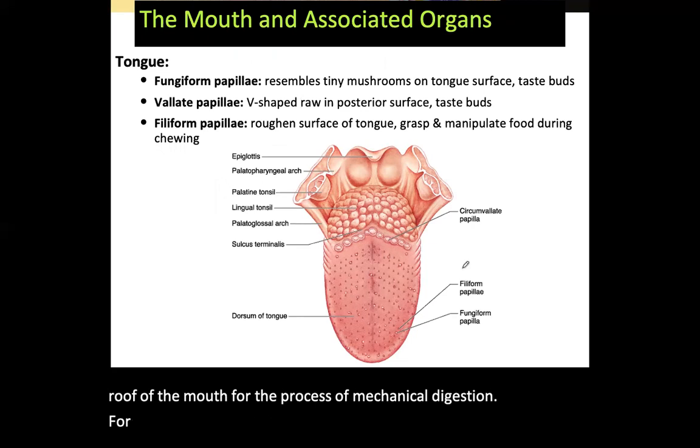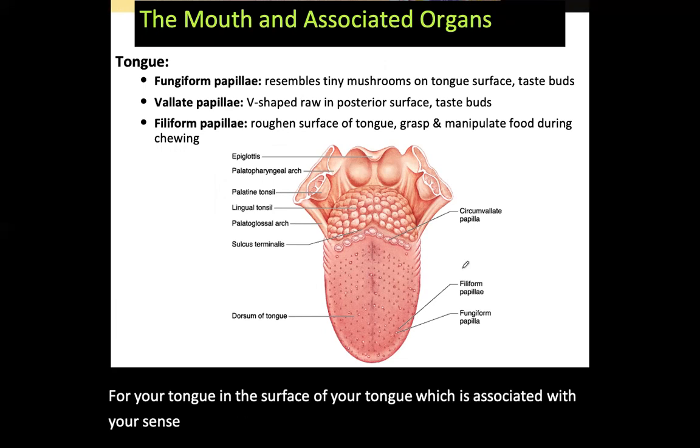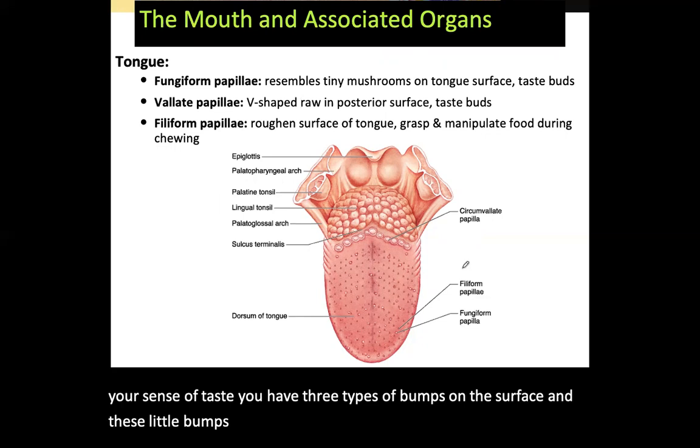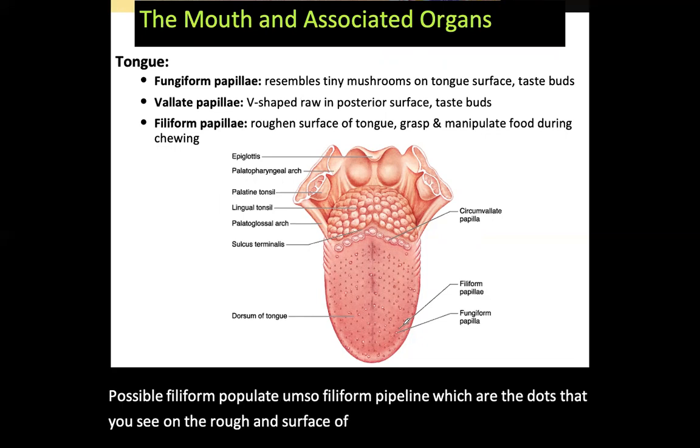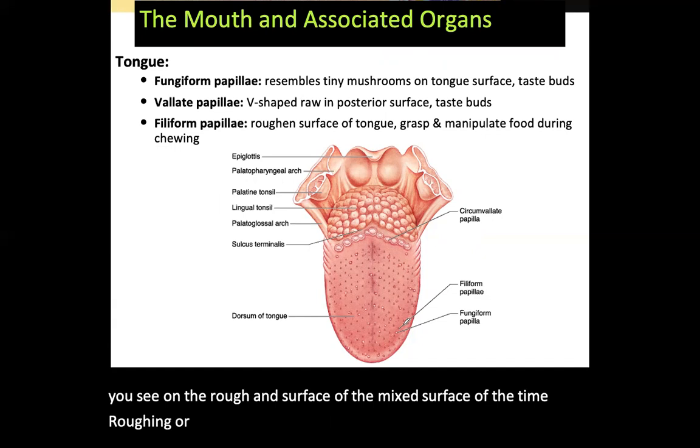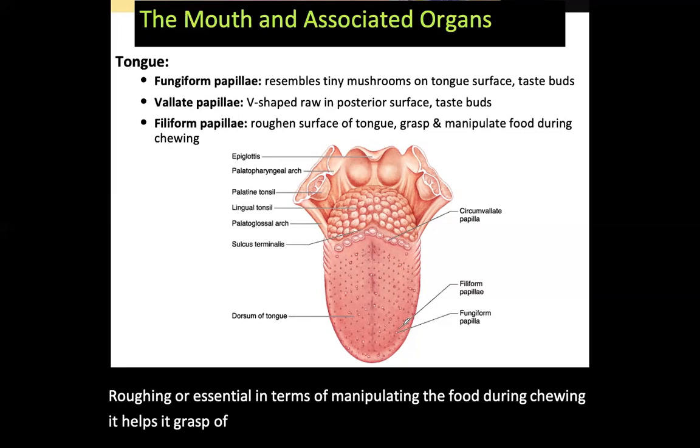The surface of your tongue, which is associated with your sense of taste, has 3 types of bumps, called fungiform papillae, vallate papillae, and filiform papillae. Filiform papillae, the dots you see on the surface, make the tongue surface rough and are essential in manipulating the food during chewing. They help it grasp the food and push it to the roof of the mouth.